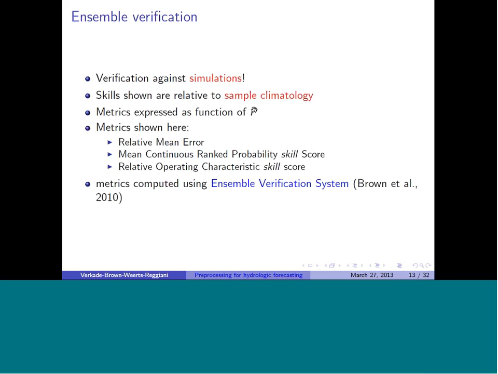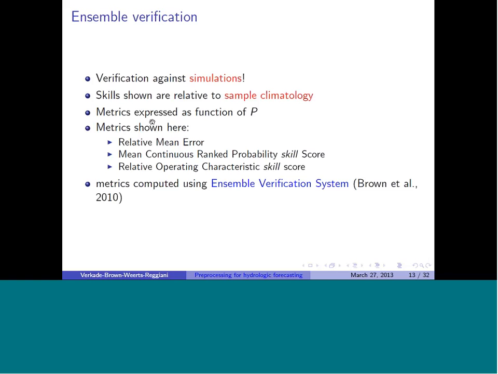Now we've done that, and that gives you some idea of whether or not the quality of the ensembles is conditional on the observed value, in terms of whether it is a large observation or a small observation. But I'll come back to that in a second.